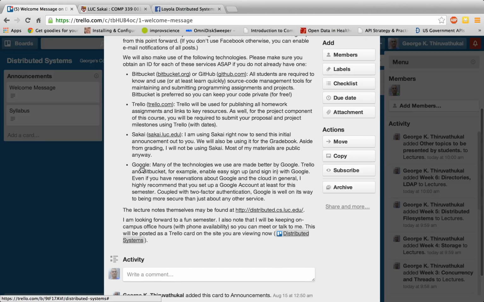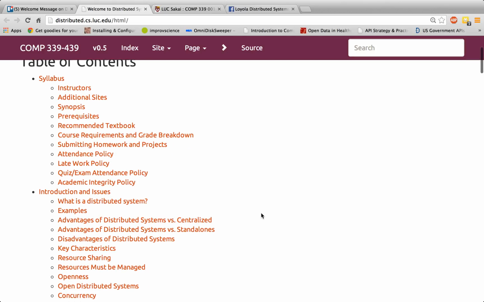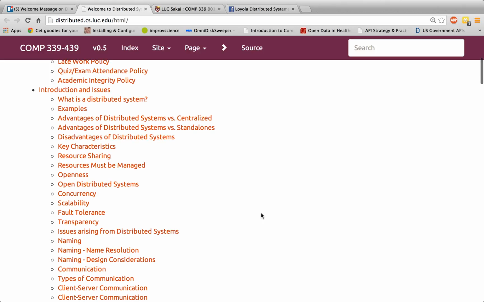So basically, that's one of the key places you want to look for information. The other thing is we have lecture notes. There is still some work being done on these notes. However, the material we need for the first several weeks is here.